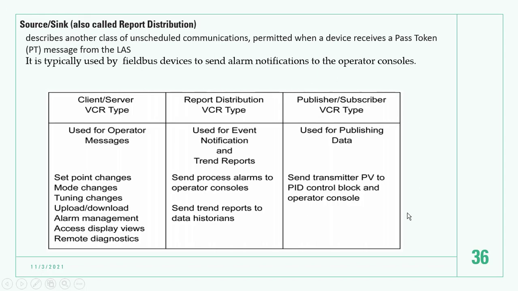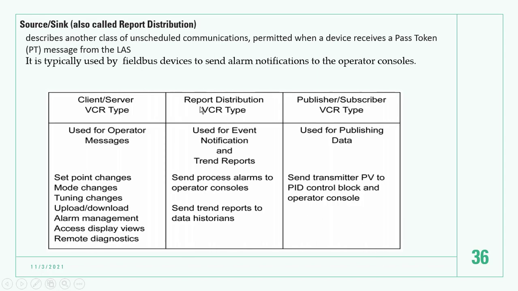This table just summarizes the behavior of the three kinds of VCR. The client-server VCR type is used for operator messages. The report distribution VCR type, source synchronization, is used for event notification and trend reports. The publish-subscribe VCR type is used for publishing data. The client-server is for set point change, tuning change, upload, and alarm management.